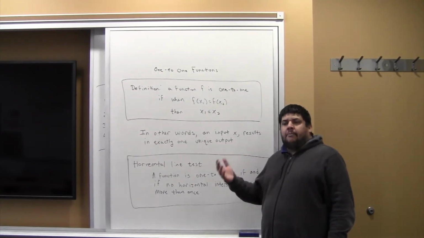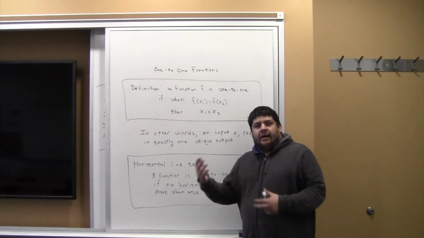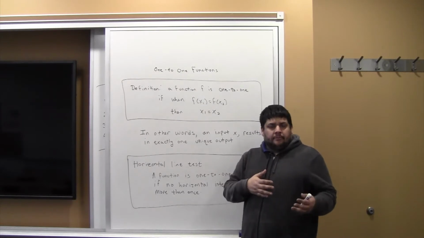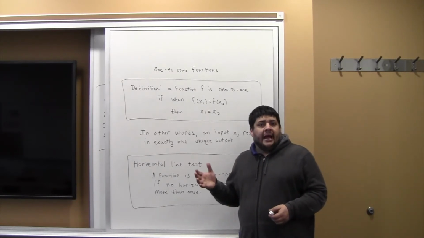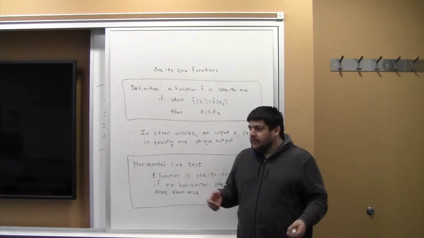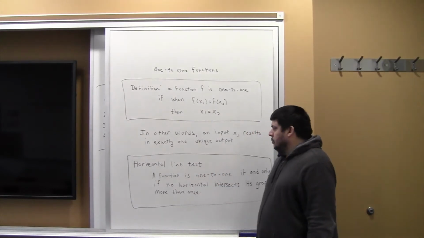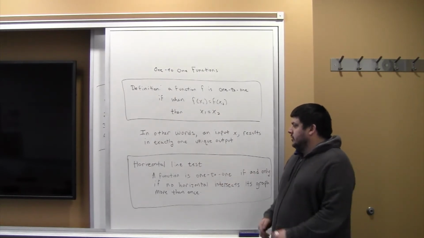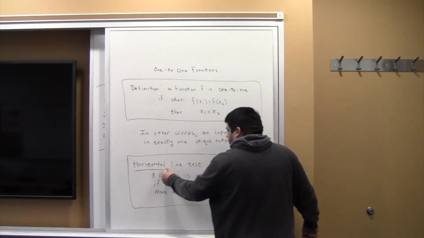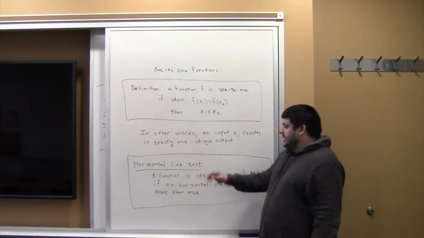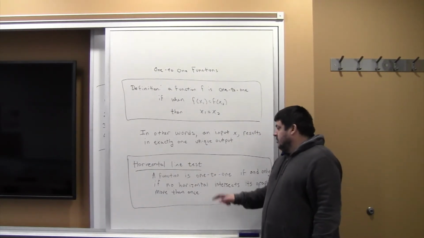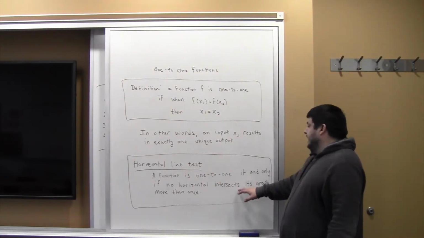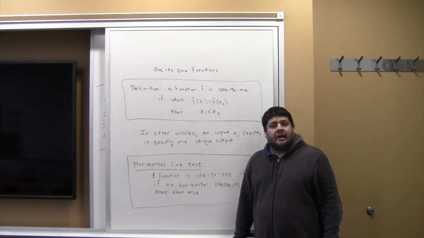So for example, if I plug in 1 and get out a number, then if I plug in a different number, I should not get that same value back that I got when I plugged in 1. And we'll see an example of it here in a second. There is a test that we can do graphically, and this test is called the horizontal line test. Using this test, we can say that a function is one-to-one if and only if no horizontal line intersects the graph more than one time.